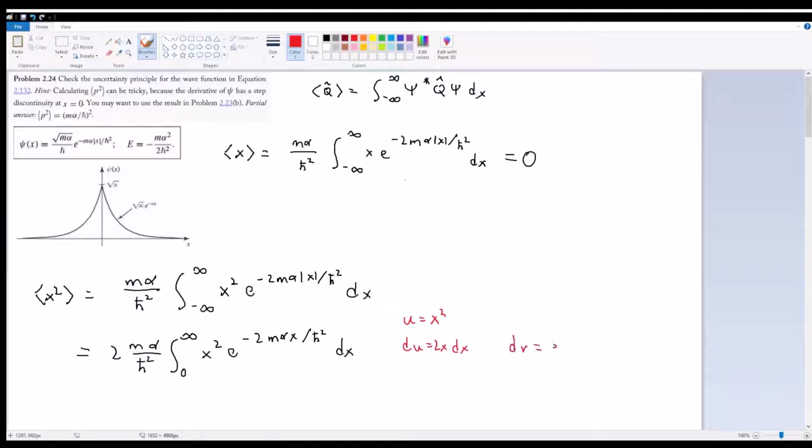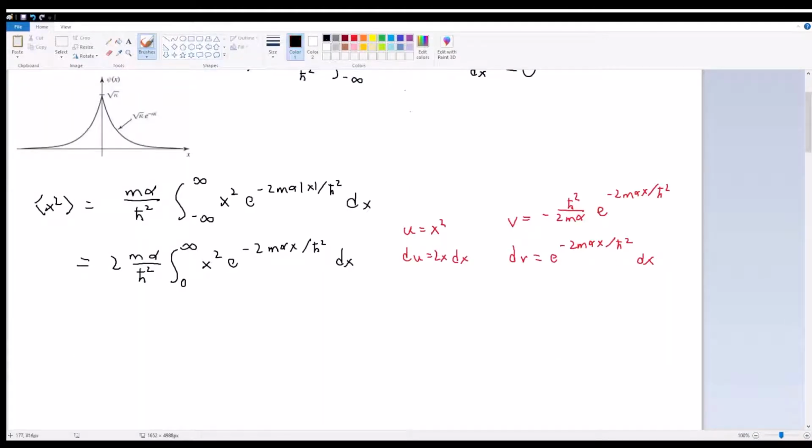We have dv equal to e to the negative 2m alpha x divided by h bar squared dx, and then v equals negative h bar squared over 2m alpha multiplied by e to the negative 2m alpha x divided by h bar squared. From this point, we have 2m alpha divided by h bar squared, and then, starting with uv, let's write the constants at the front first: negative h bar squared over 2m alpha x squared e to the negative 2m alpha x divided by h bar squared, evaluated from 0 to infinity, minus integral of v du.